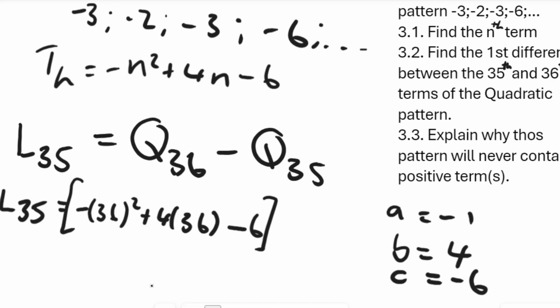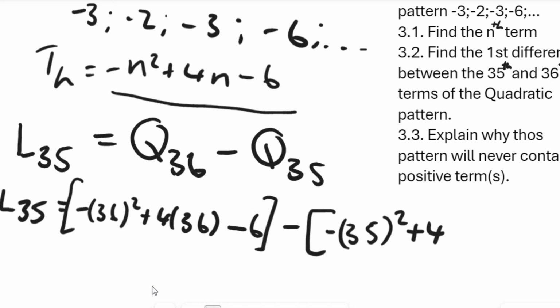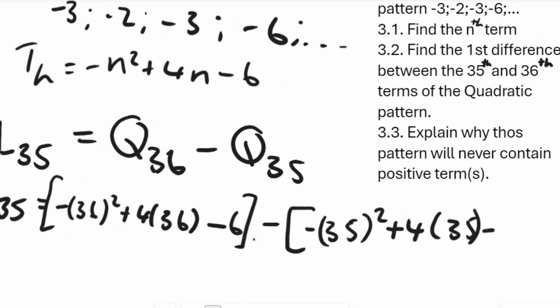Okay, now you want to subtract from it. You want to subtract what from it? You want to subtract quadratic term number 35. So quadratic term number 35, we just say is minus, you write 35, you square everything, you plus 4. This is me rewriting this general term, but with term number 35, and term number 36. We are using it to find those values. Now we have 4 into 35, we subtract the 6, and then we close the bracket.